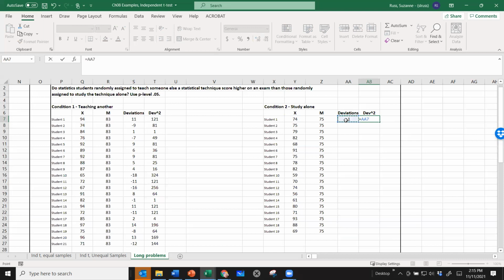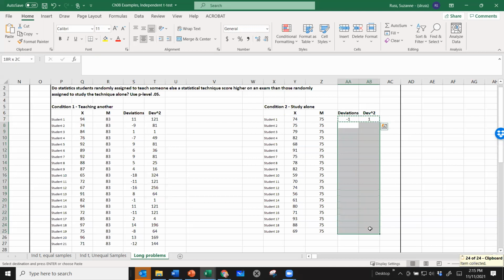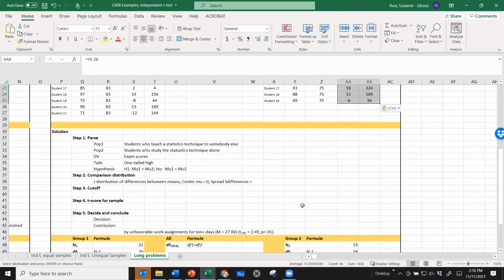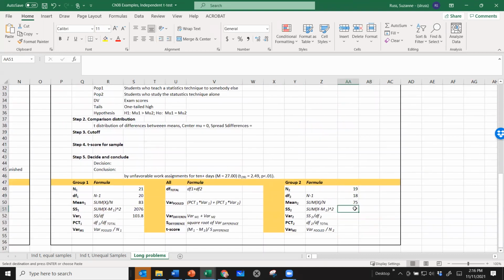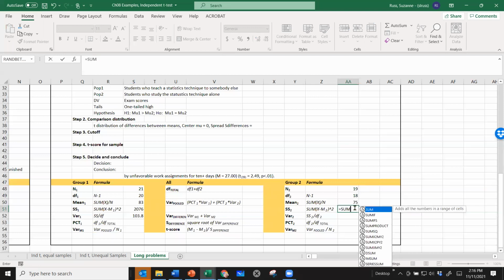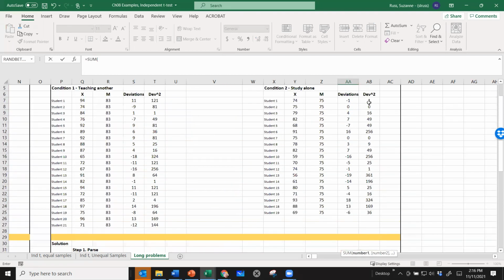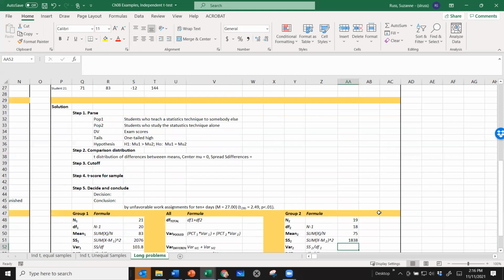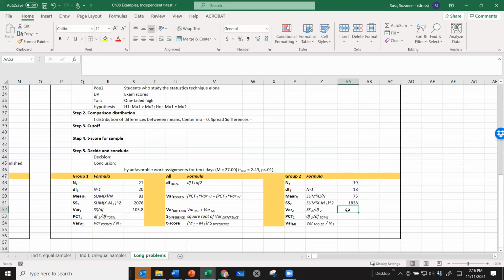Equals, squared. And that looks correct. So I'll copy it, copy both cells this time, and I'll paste them down to the end of the data set using Control-V. And now we have all the deviations squared, which allows us to get the sum of squares. So equals the sum of squared deviations. There we go. 1838 is the sum of squared deviations, and I can also calculate the variance by taking the sum of squares and dividing by degrees of freedom. So we're in good shape now.